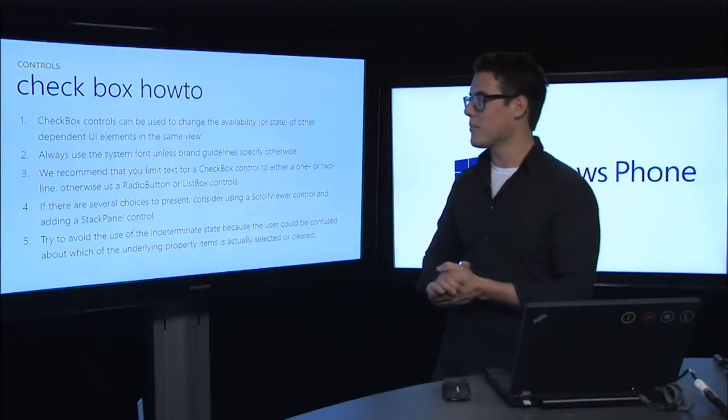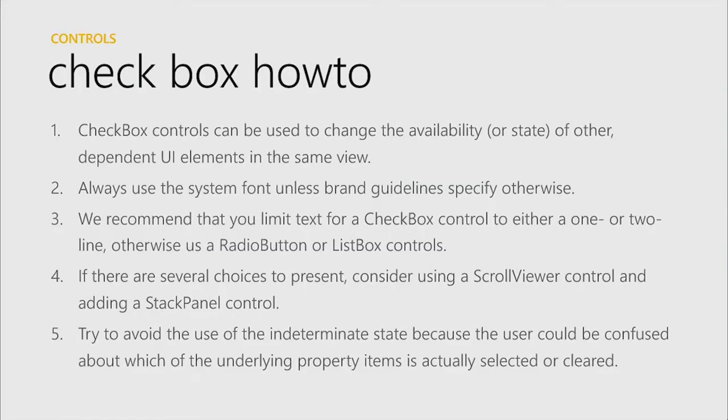So a couple of checkbox how-tos. Checkbox controls can be used to change the availability or state of other dependent UI elements in the same way. So you could say save password and then turn on and off a password box. Always use the system font unless brand guidelines specify otherwise. We always give that recommendation when it comes to controls that are built into the system.